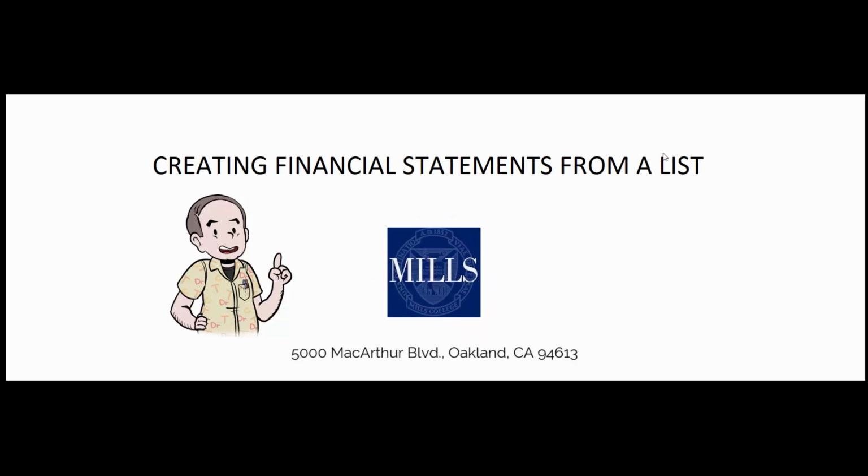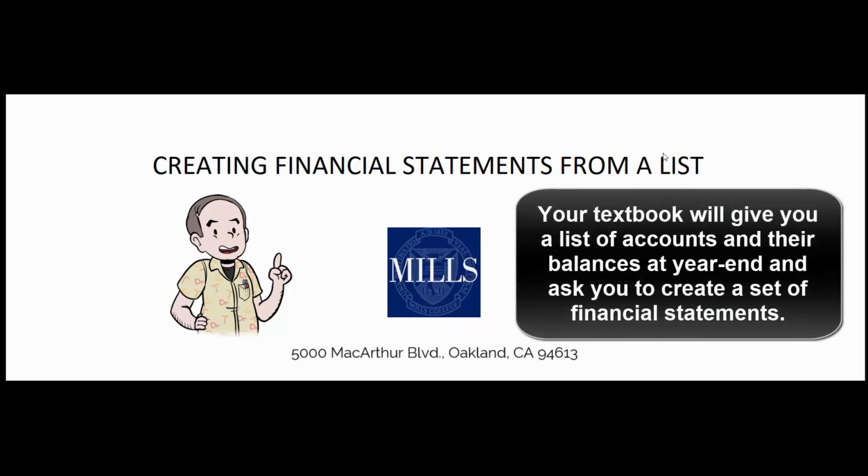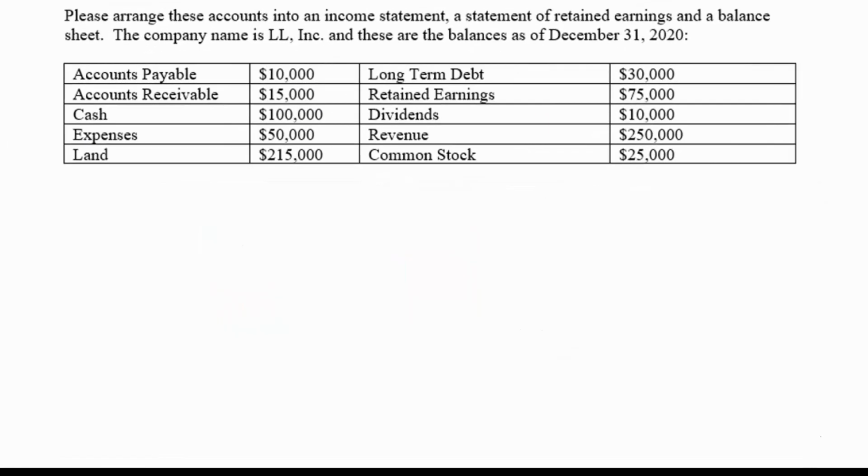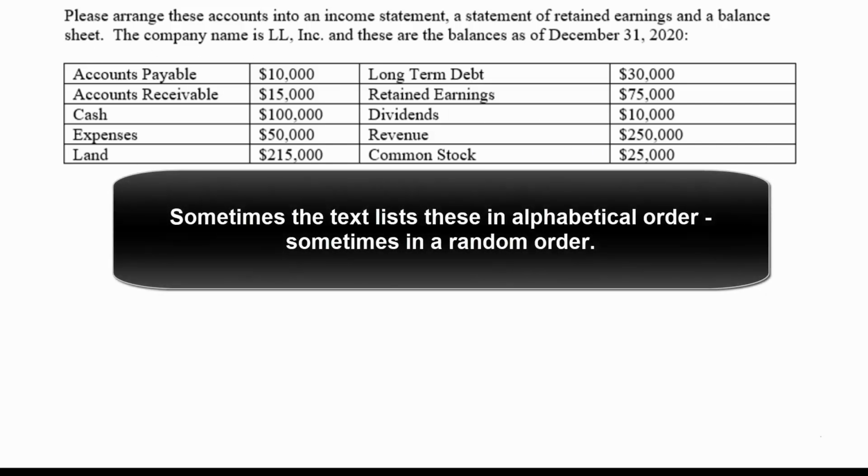One of the first homework problems in your first financial accounting class is probably going to have something to do with creating an income statement, a statement of owner's equity, and a balance sheet from a list of accounts. So let's run through a quick example of what that might look like. Two things right off the bat. Sometimes these accounts are listed in alphabetical order, sometimes they're in random order.